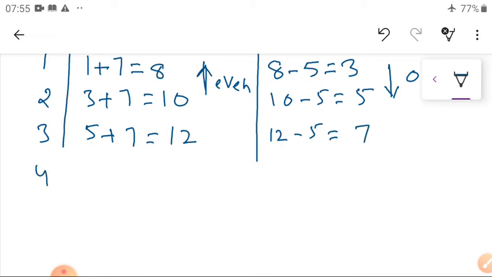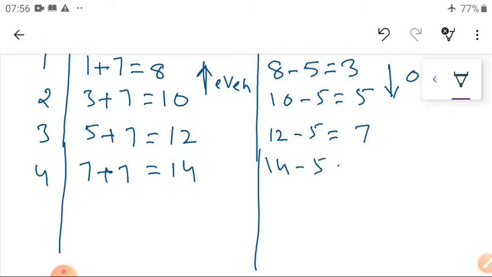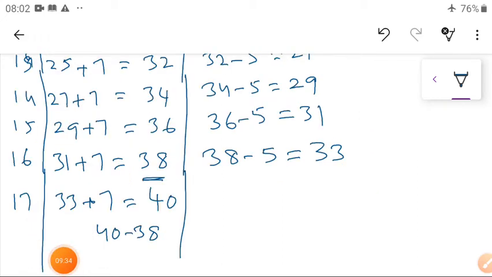Fourth, similarly draw the table. 7 plus 7 is equal to 14, and 14 minus 5 is equal to 9. Similarly you can write all these things.